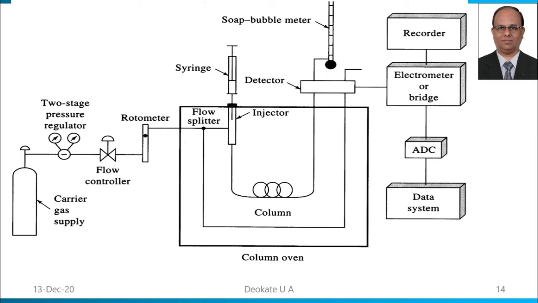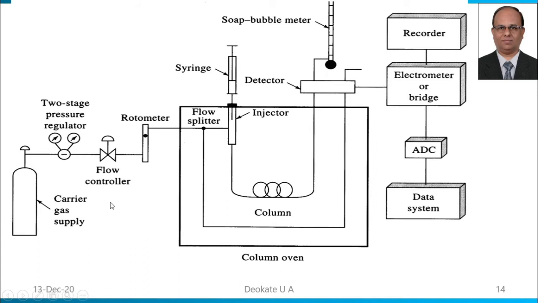Then a flow splitter, which will split a small part of the carrier gas directly to the detector, and one part will go to the column. So the compensation of the carrier gas can be carried out by using this detector. There is an injection port through which the sample is injected by using hypodermic syringes or gas-sealed syringes, and the sample will be converted to a vapor plug, which is carried into the column where the separation will take place, and the separated components will enter the detector.